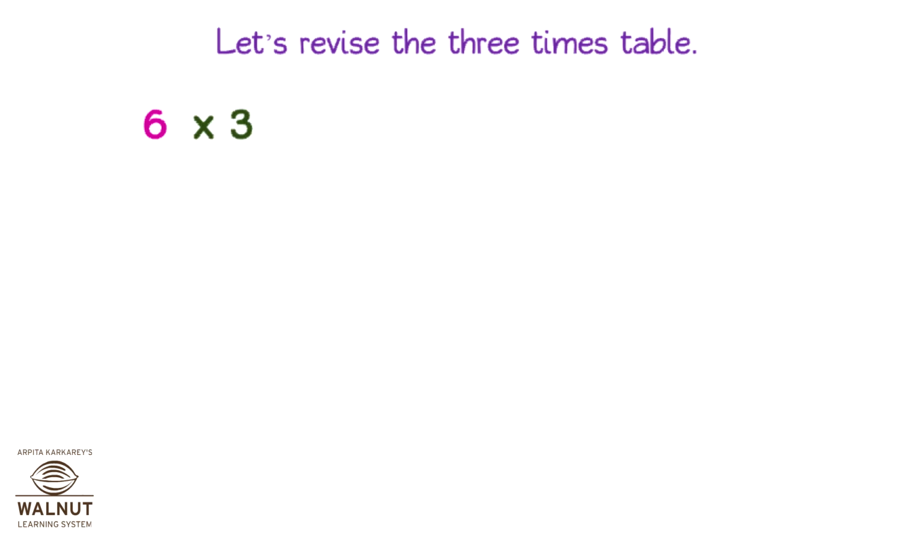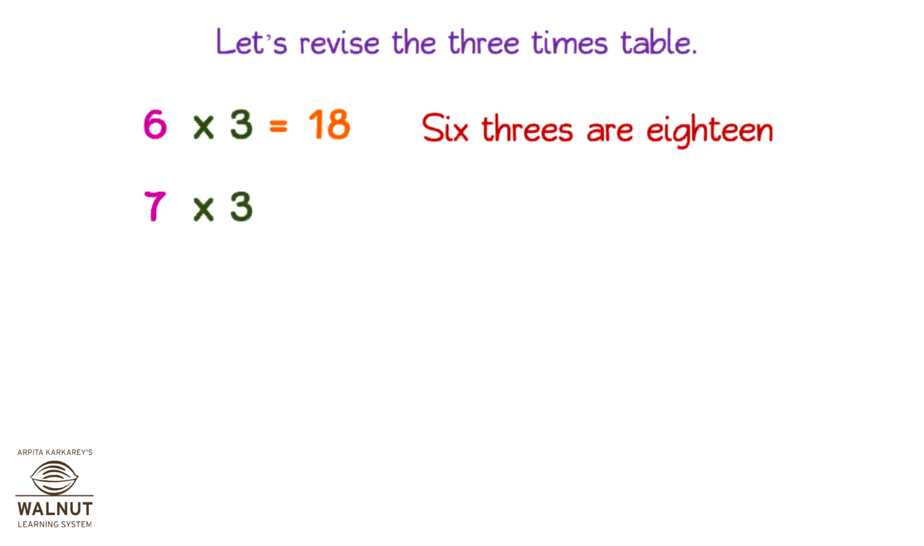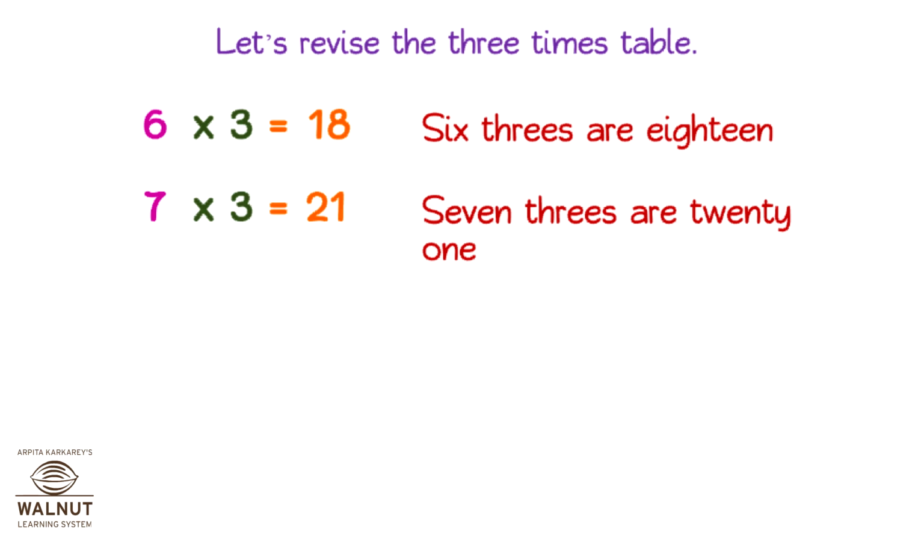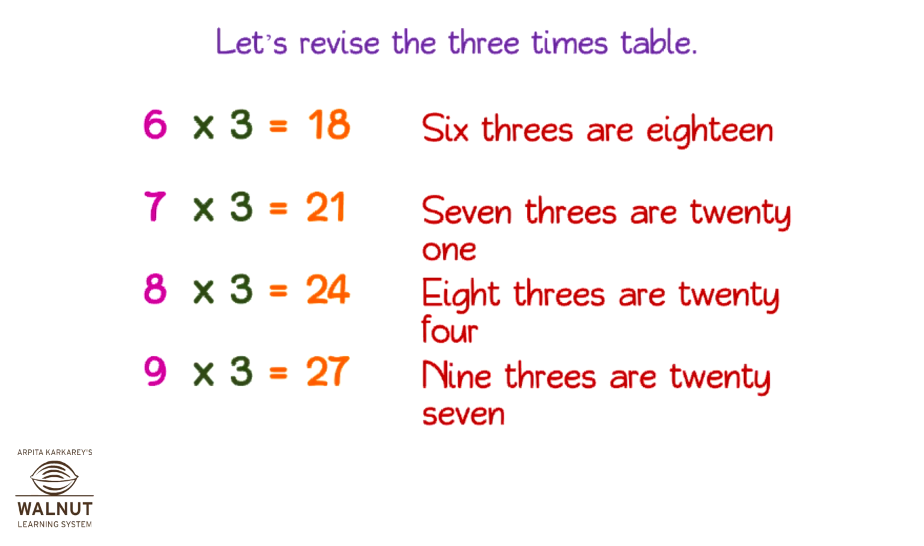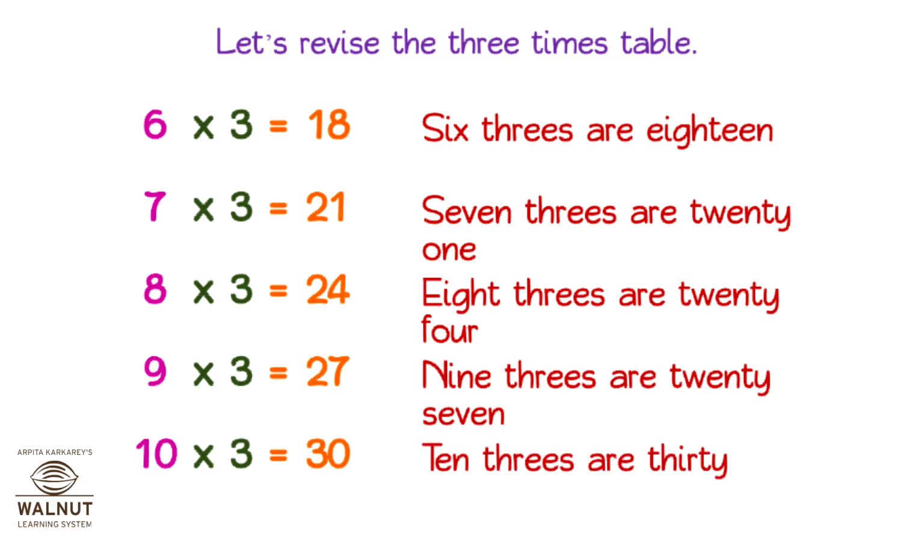6 multiplied by 3 is equal to 18. 6 threes are 18. 7 multiplied by 3 is equal to 21. 7 threes are 21. 8 multiplied by 3 is equal to 24. 8 threes are 24. 9 multiplied by 3 is equal to 27. 9 threes are 27. 10 multiplied by 3 is equal to 30. 10 threes are 30.